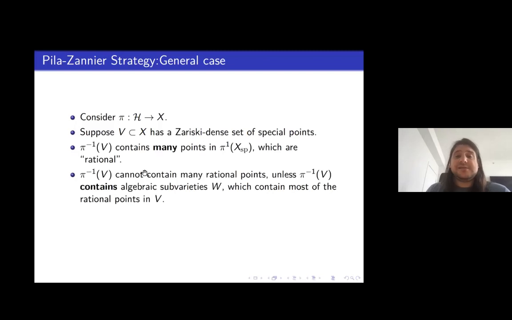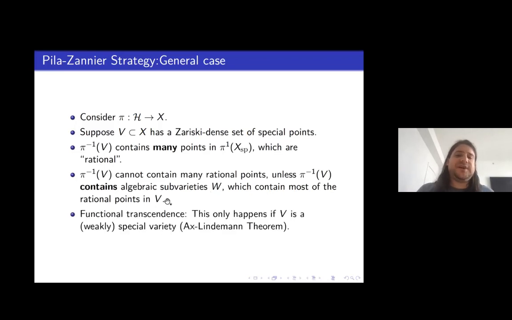On the other hand, you have many such points because of the Galois action. On the other hand, you can't contain many such points unless your inverse image actually contains algebraic subvarieties. So this is a key ingredient. I'll mention where this word comes from. But the point is downstairs you're algebraic, upstairs you're transcendental, and the only way for a transcendental set to have many rational points is to contain algebraic subvarieties. Okay, and then you show that this only happens if you're sort of algebraic upstairs and downstairs. This only happens if you're a special subvariety.